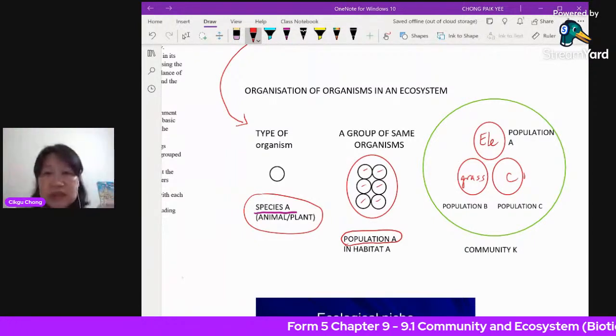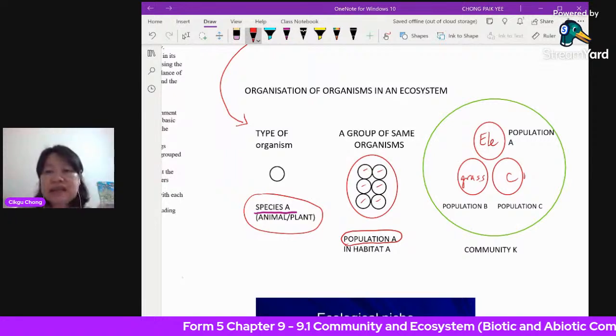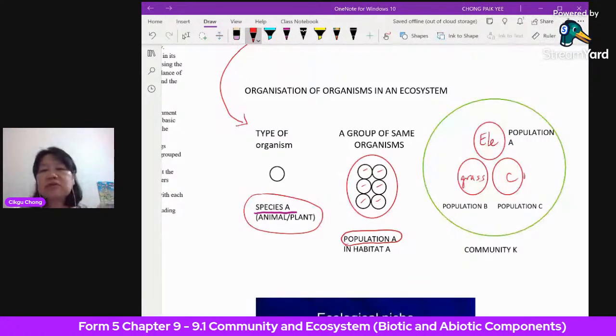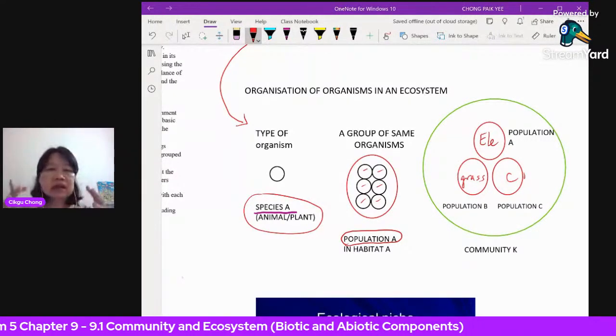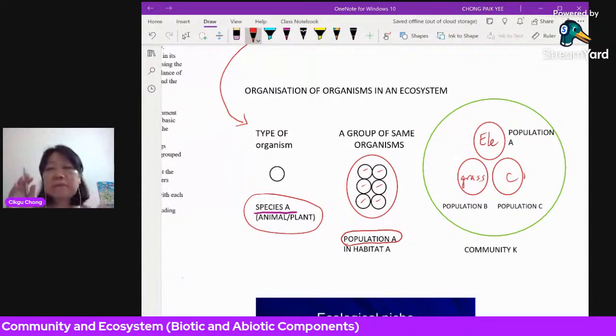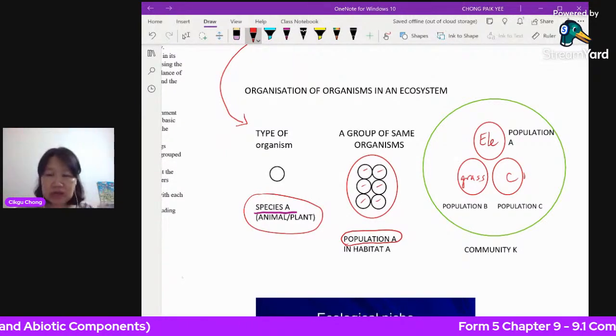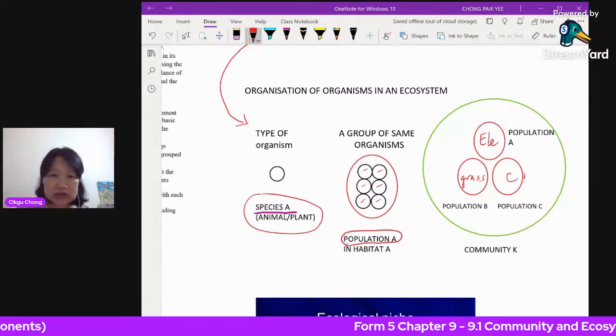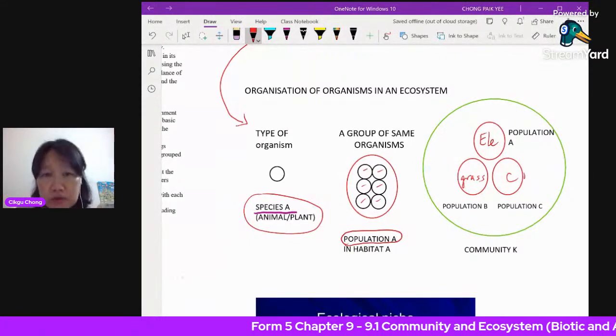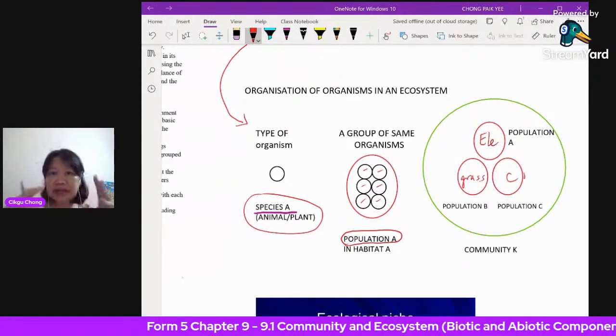So they live together in the same place, right? Now you call this a community. A community K, let's say. A community consists of different populations. That means you have organism A, organism B, organism C staying together. This is a community. So we're looking at a larger picture now, isn't it?